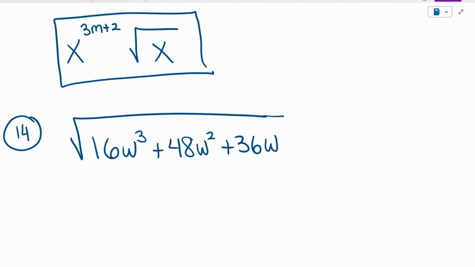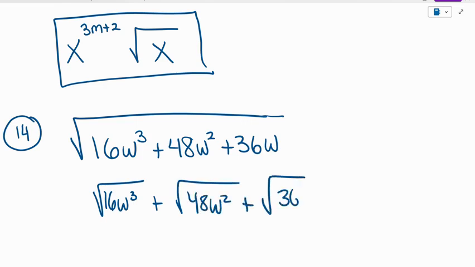Who's going to tell me what the biggest mistake on a problem like this is? Does anybody know? What is the biggest mistake on a problem like this? Philip? Splitting the coefficients into the square roots. Exactly. Splitting this into like 16w cubed plus 48w squared plus 36w.